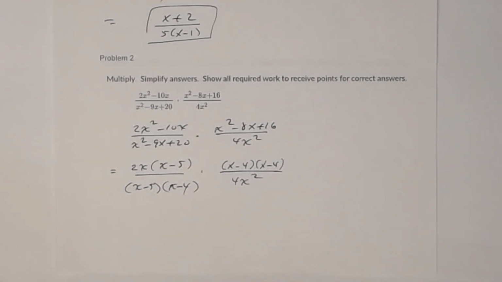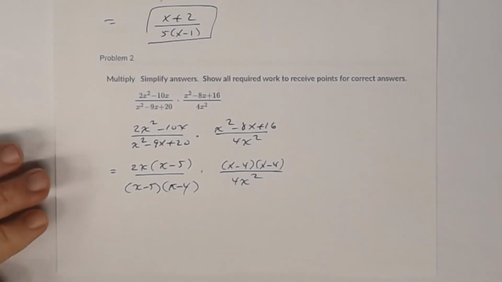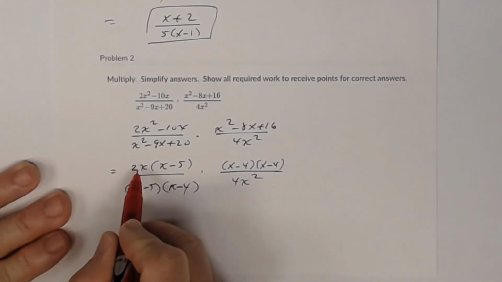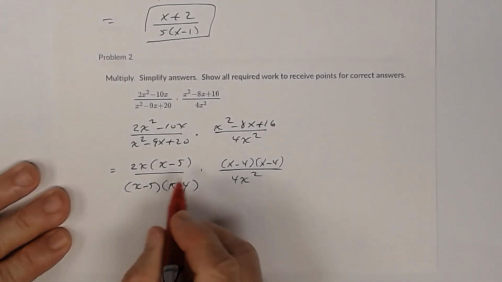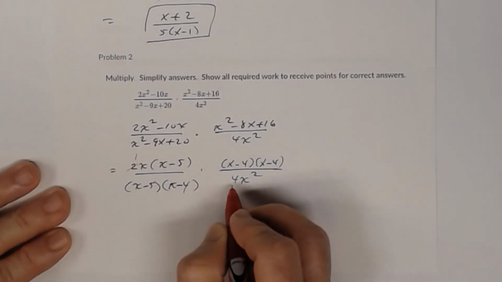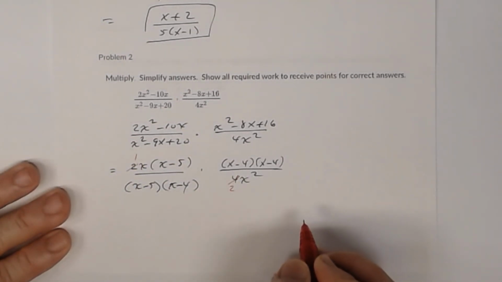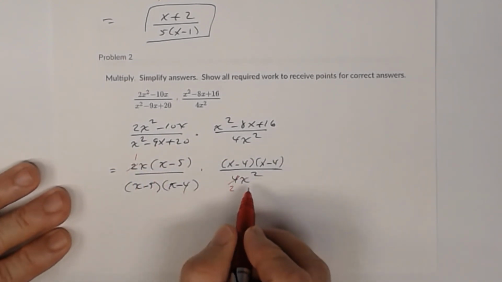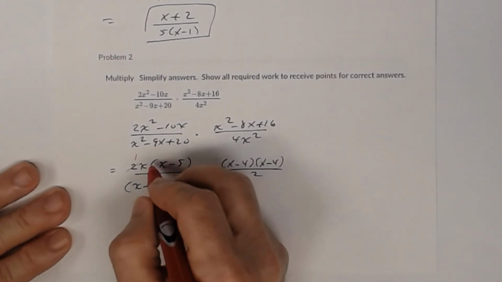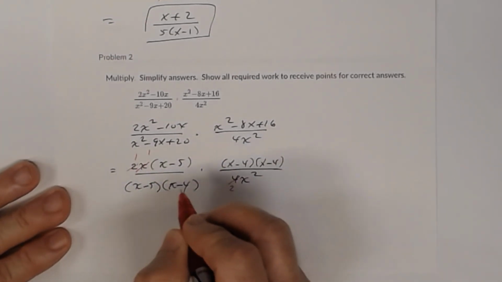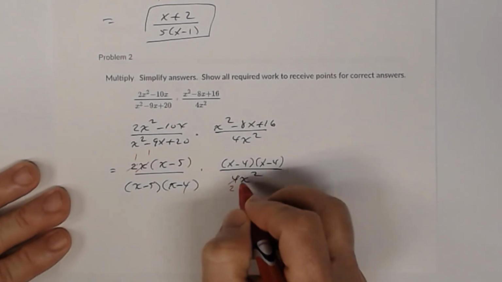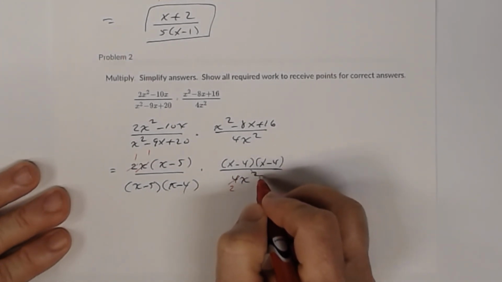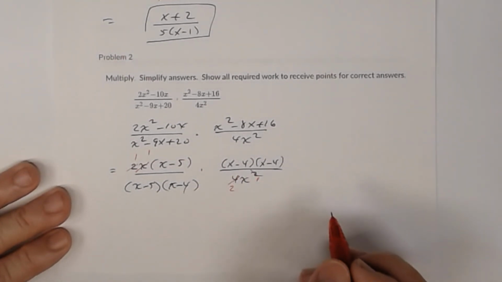Okay, now the next step is to reduce. My first factor I see is a 2. I can reduce that 2 with this 4 right here. So 2 into 2 is 1, 2 into 4 is 2. Then the next factor I see is an x. I have two factors of x's here, so I can reduce this factor into this factor. The x divided by x is 1. X squared divided by x is just one factor of x, so you have x to the first power.